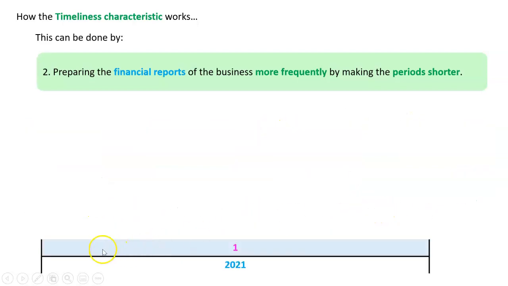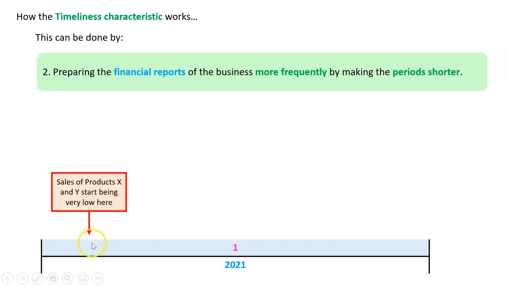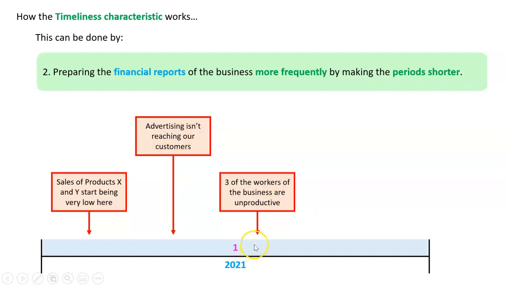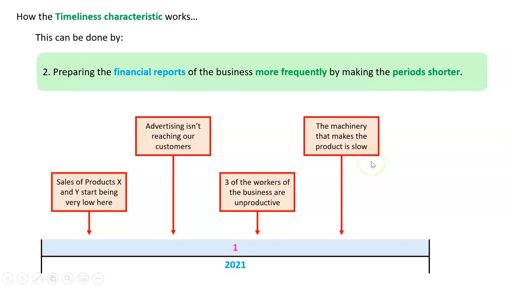So if I'm doing this once a year, so I'm only doing a 12-month reporting period, let's say for 2021, here's the problem. Let's say way back here, around about February, sales of a particular product are very low. And then around about here, sort of May, I guess, we figure out our advertising just isn't reaching our customers. And then around sort of the midway point, so about July, August, we realize that 3 of our workers are unproductive. They're not cost-effective employees. And then towards the end of the year, we realize the machinery that's making the product is too slow.